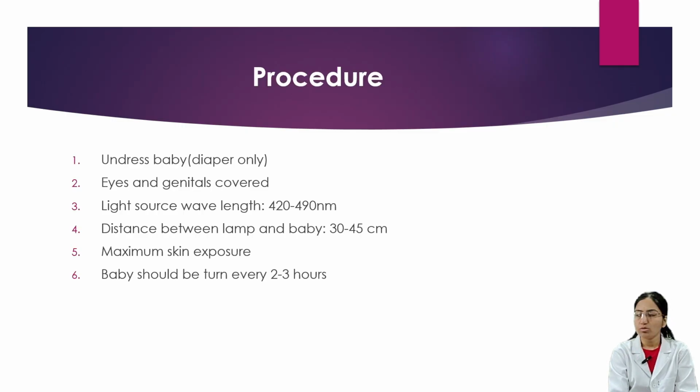Next we'll see the procedure. First, undress the baby, only the diaper has to be there. The eyes and genital area have to be covered. The light source wavelength is 420 to 490 nm. The distance between the lamp and baby is 30 to 45 cm. Maximum skin exposure should be there. The baby should be turned every 2 to 3 hours. This is the procedure for phototherapy.